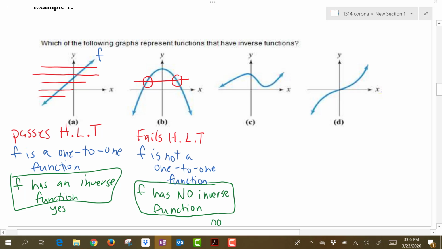Okay, I'm going to leave the other two examples to you. I will complete them, and I will put them in the completed notes. But I want you to try those two and then see how you do.